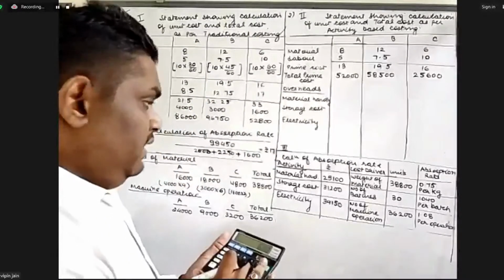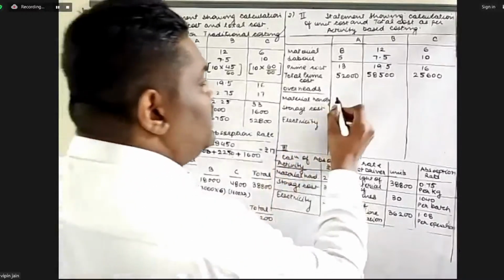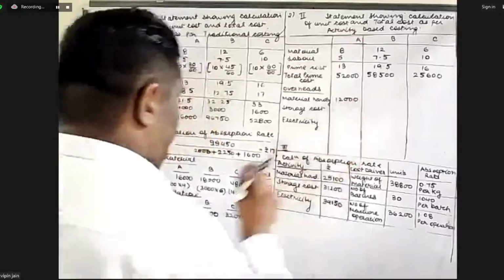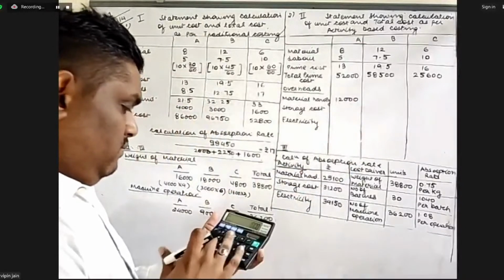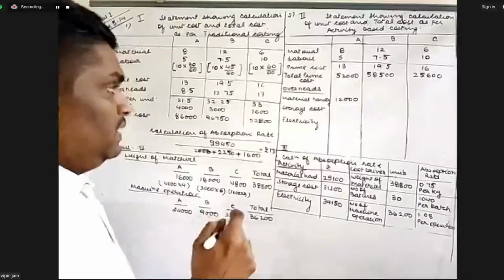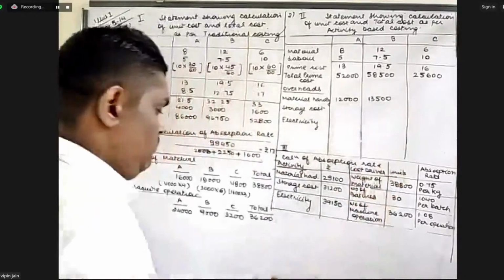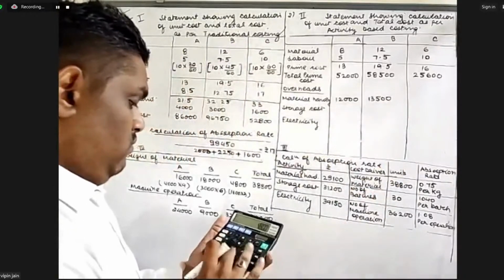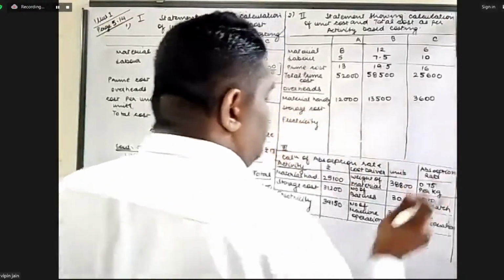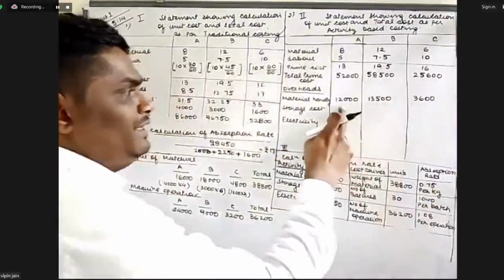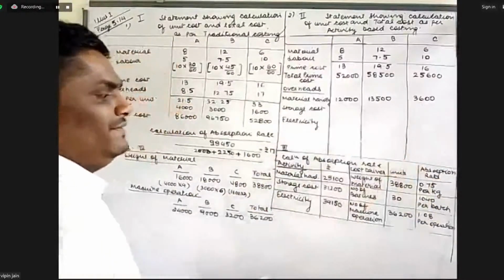So 16,000 into 0.75. So this will be 12,000. Again, 18,000 into 0.75. This will be 13,500. Again, 16,000 into 0.75, 18,000 into 0.75, and 4,800 into 0.75.